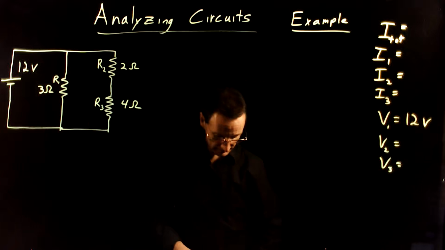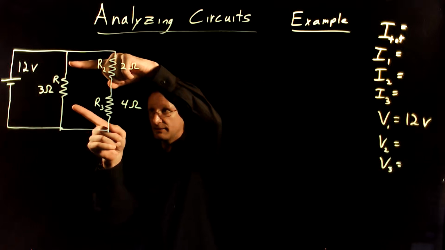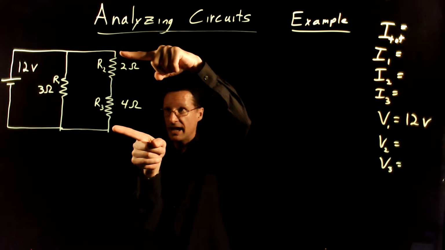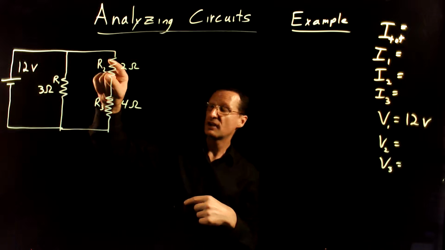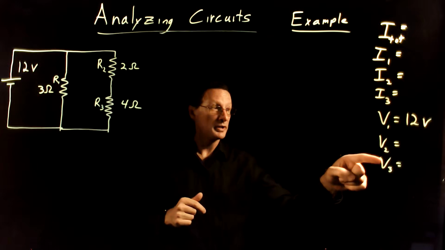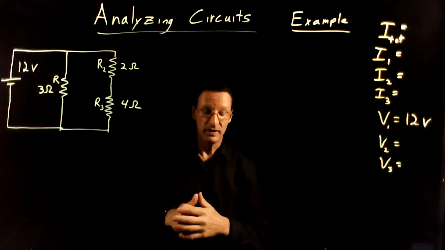The other thing is that if I measure the voltage across R1, I can also move it over here, and that's going to be the total of the voltage across R2 plus R3. So I know V2 and V3 are going to add up to give me 12.